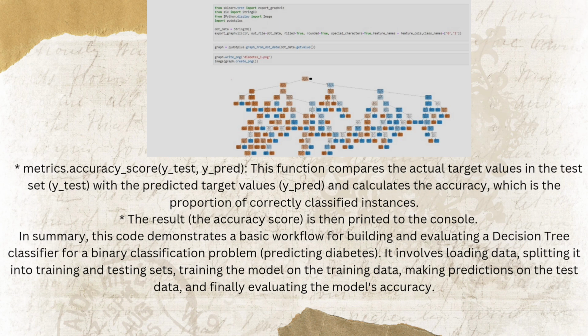In summary, this code demonstrates a basic workflow for building and evaluating a decision tree classifier for a binary classification problem, predicting diabetes. It involves loading data, splitting it into training and testing sets, training the model on the training data, making predictions on the test data, and finally, evaluating the model's accuracy.